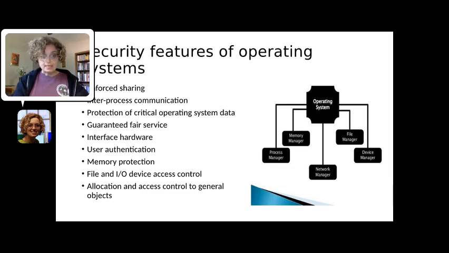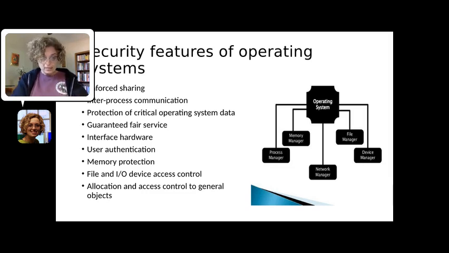Guaranteed and fair service, another security feature of an operating system, is about not depriving any users from resources and scheduling resources fairly. Interface hardware, again, in this case, it's about fairly accessing not just software resources, but also hardware resources. And this is achieved by using hardware clocks and of course, again, control tables.